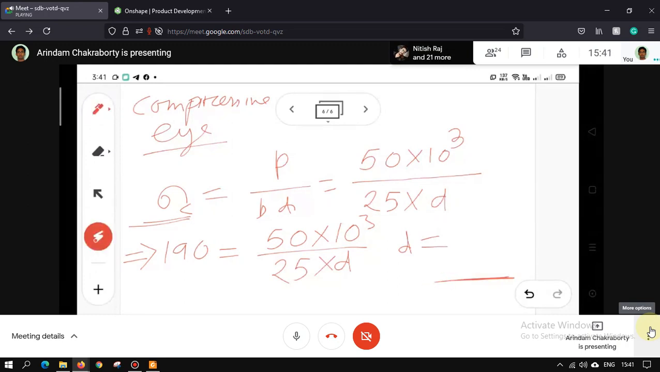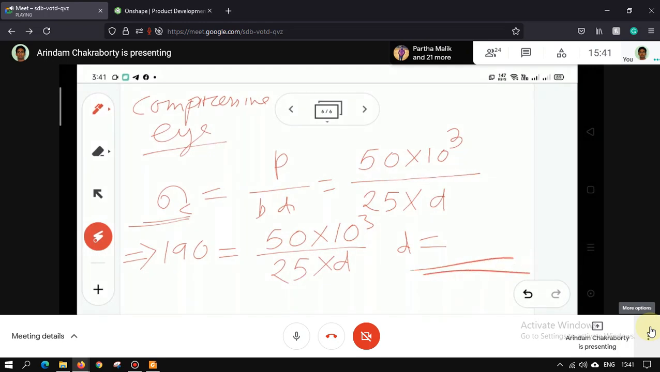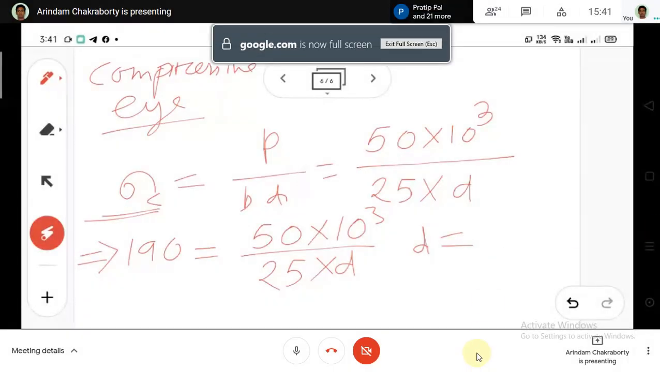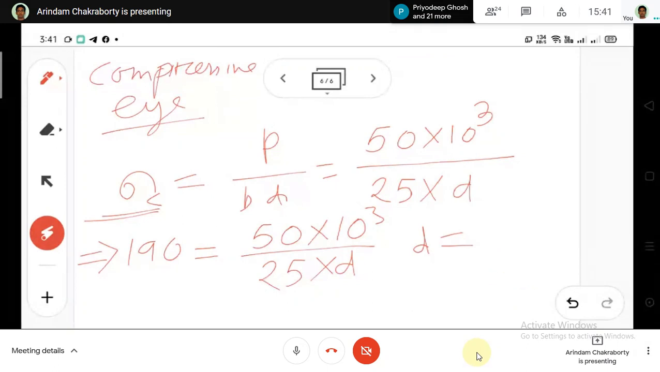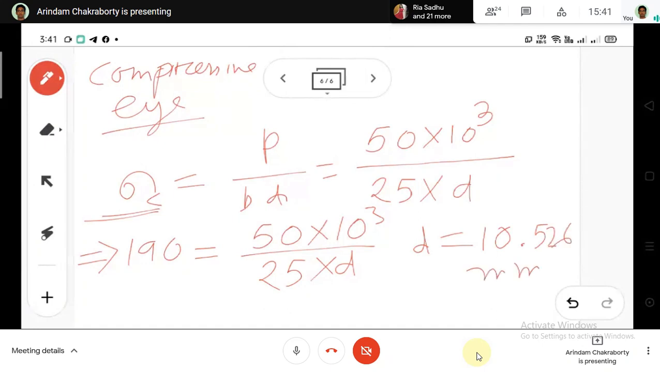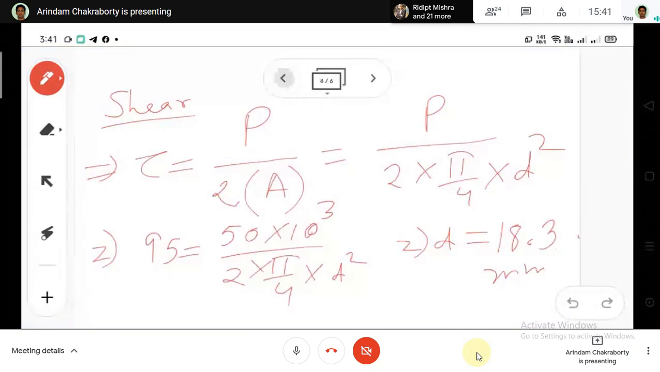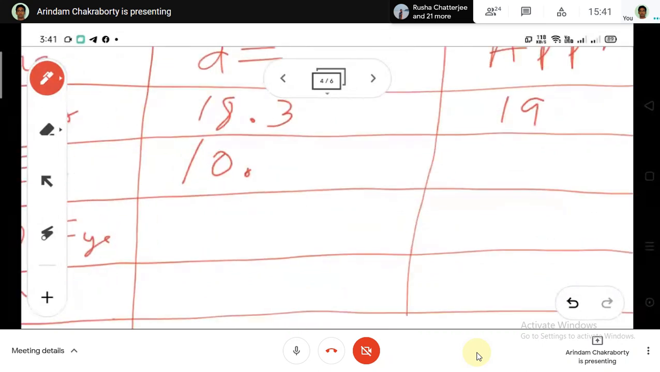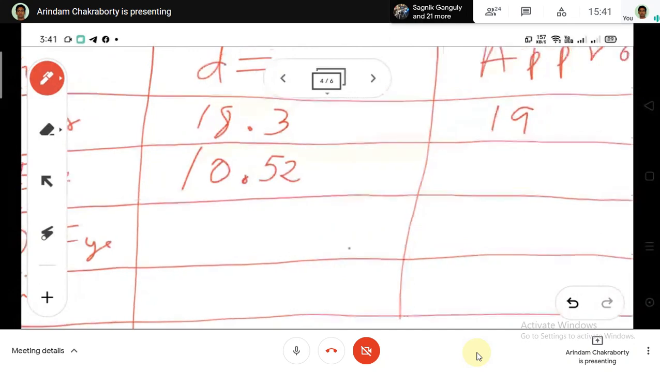Everyone be fast. 10.526 millimeter. Let us go back and write this value: 10.526. So let us assume it to be 11. Fine, it would be fine.